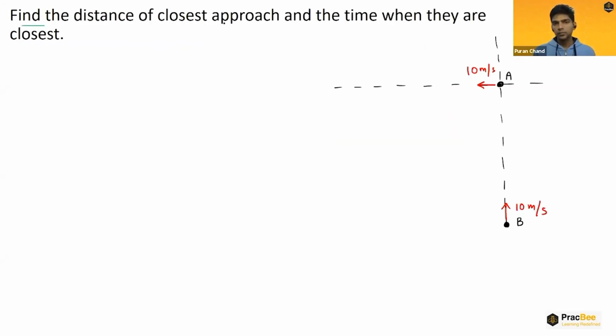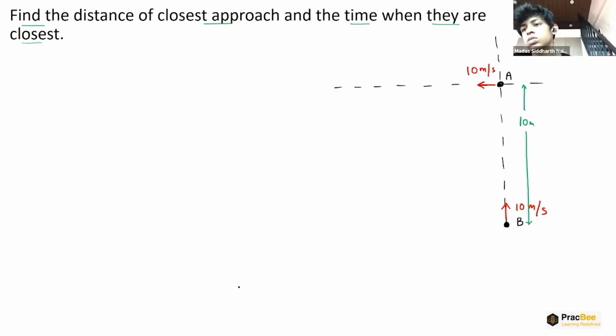Find the distance of closest approach and the time when they are closest. We have two particles A and B. A is moving towards west and B is moving towards north, and the initial distance between them is 10 meter. Now we have to find the smallest distance between them. Right now it is 10. So what we can do is study the motion of A with respect to B, and B will be at rest.